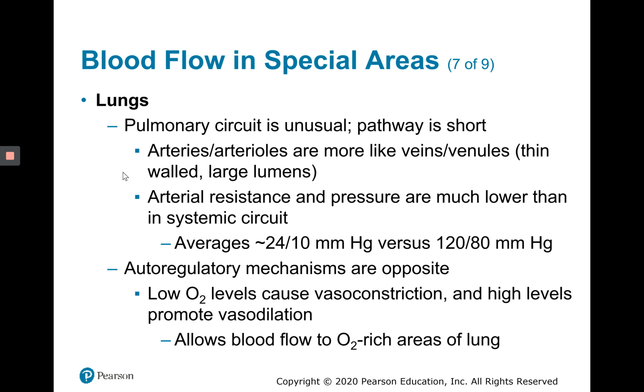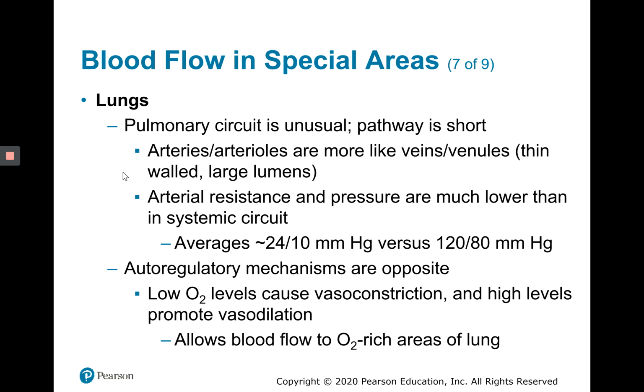It only averages about 24 over 10 millimeters of mercury versus, on average, the arterial circuit of the systemic system at 120 over 80 millimeters of mercury. We're going to see that in the lungs, the autoregulatory mechanisms are the opposite. So low oxygen levels are going to cause vasoconstriction, where everywhere else we saw that low oxygen levels caused vasodilation, because if a tissue had low oxygen, you would want the blood to go there, so vasodilation could ensure that.